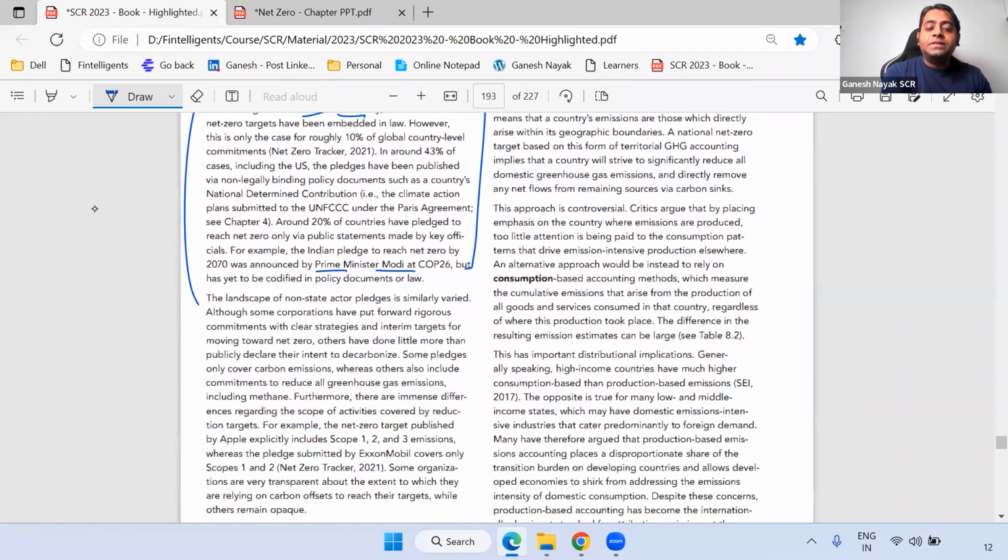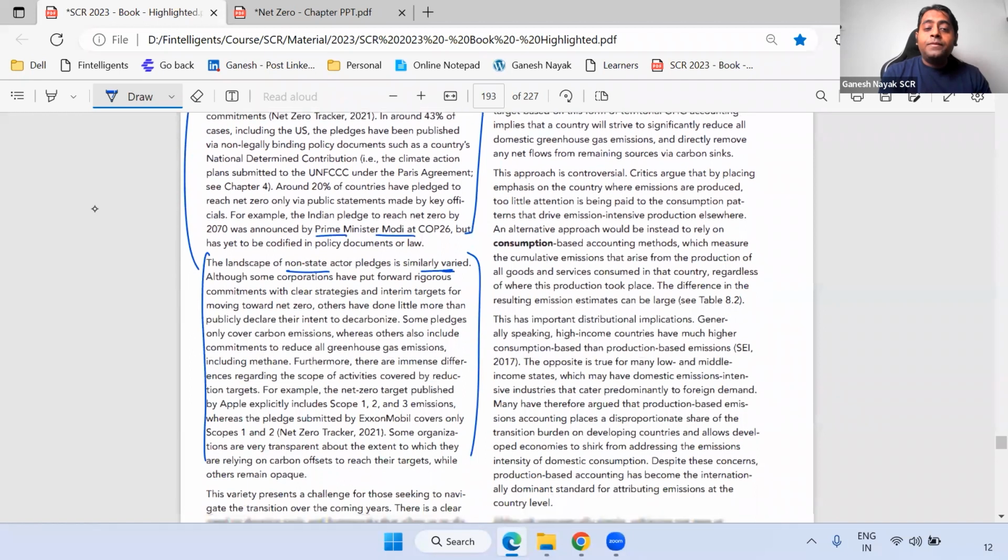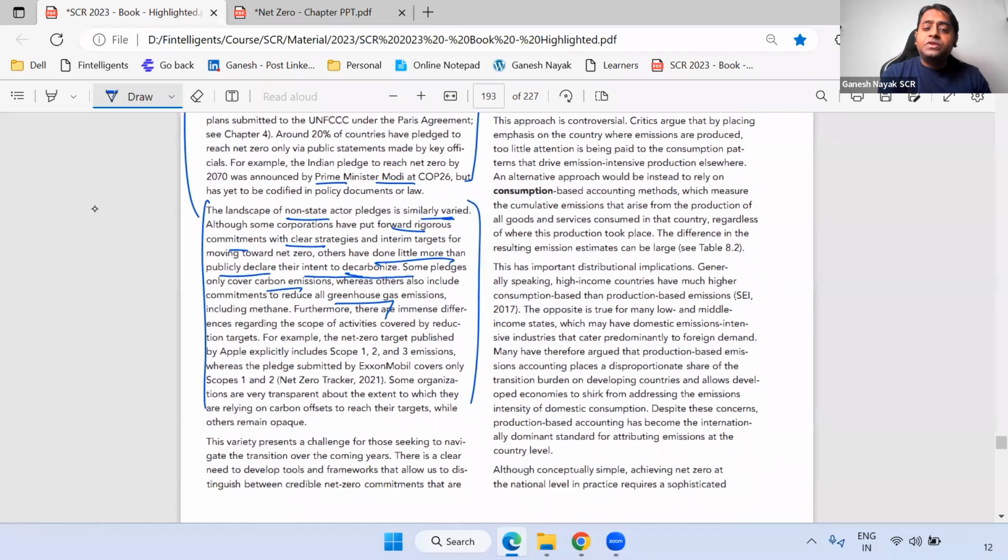But the landscape, this is where I started the discussion, the landscape of non-state actors is very varied. Somebody is putting forward a rigorous commitment with a clear strategy, and others have done just a declaration. They do not have any strategy to decarbonize. Some pledges are saying that we will reduce carbon. Some pledges are saying we are reducing all greenhouse gases. Okay, there is a huge difference.